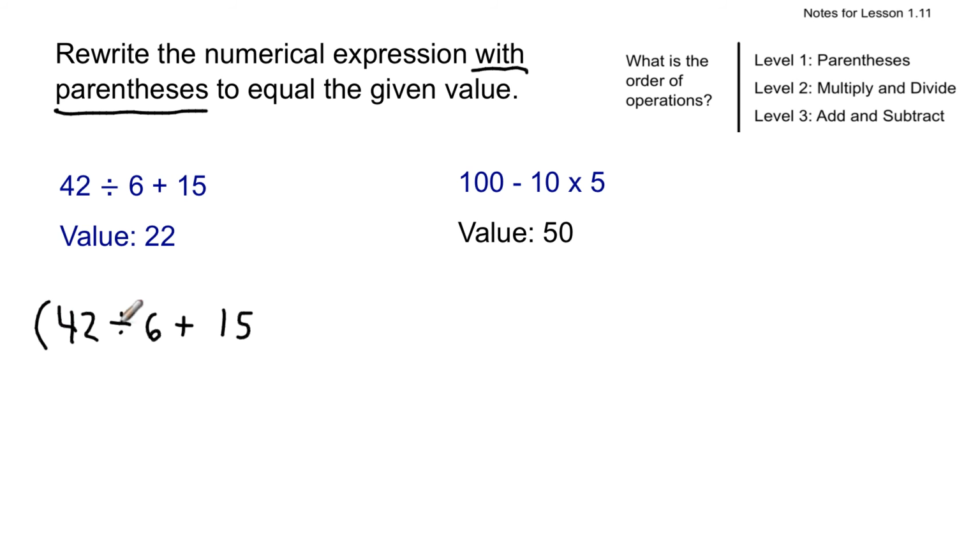So if we wrote the parentheses around 42 divided by 6, and then we took our highlighter, as I've showed you, and say we're going to do that one first. All right, 42 divided by 6 equals 7. And then rewrite the other parts of the expression. 7 plus 15 equals 22, and that is the value we're going for here.